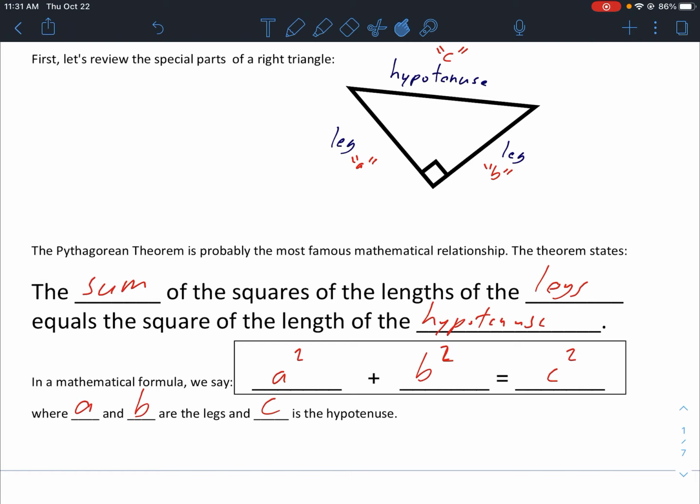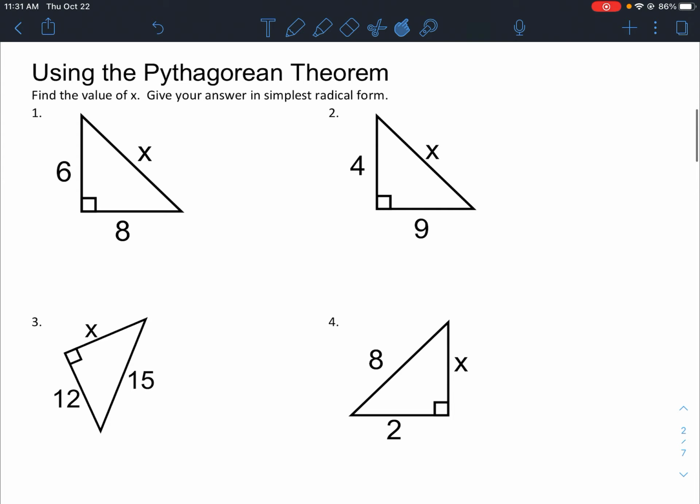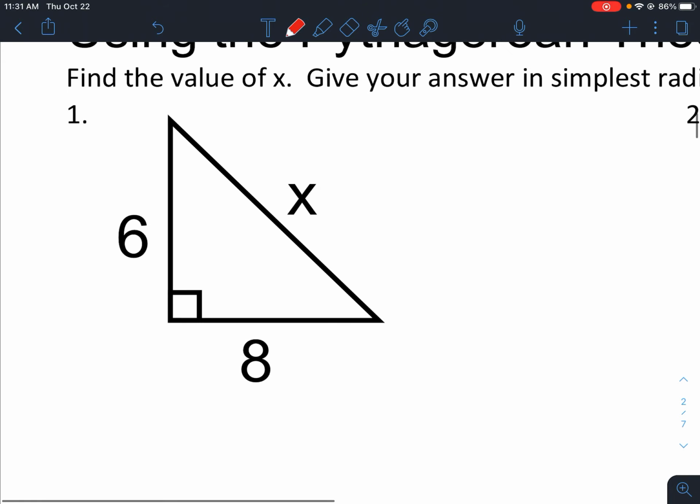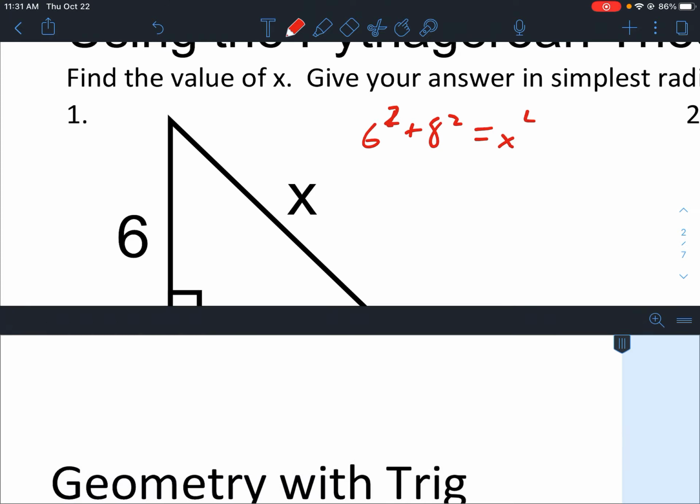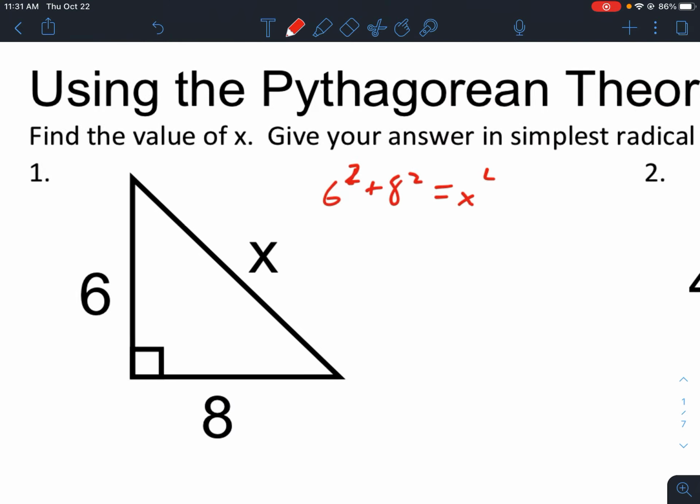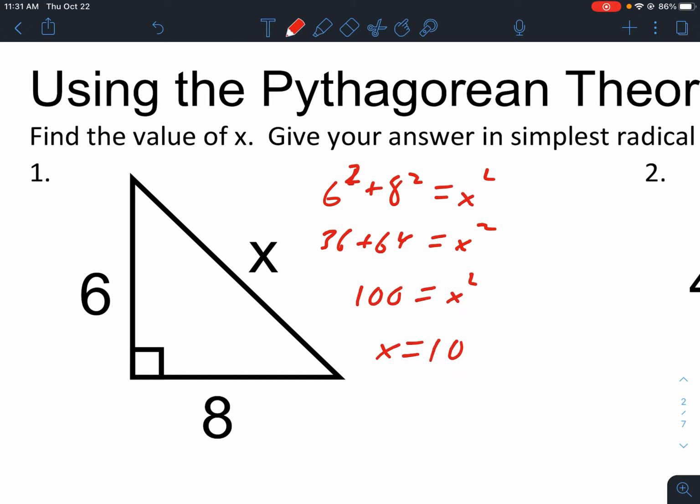Now we're just going to do lots of practice with the Pythagorean theorem. Your first step is figuring out which side is the hypotenuse. In problem number 1, x is the hypotenuse, so make sure that goes by itself. We're going to do 6 squared plus 8 squared equals x squared. If you switch 6 and 8, that's fine. 6 squared is 36, 8 squared is 64. Add those together. Take the square root. It's a whole number, so x equals 10, and we're done. Remember, the hypotenuse is always the biggest side, so if you get a number smaller than 6 or 8, you did something wrong.